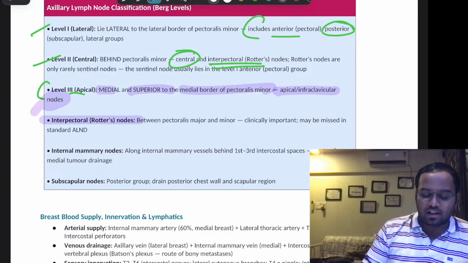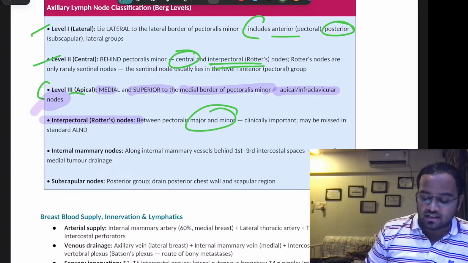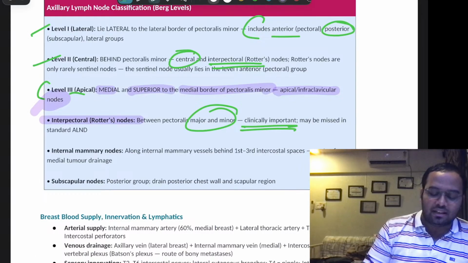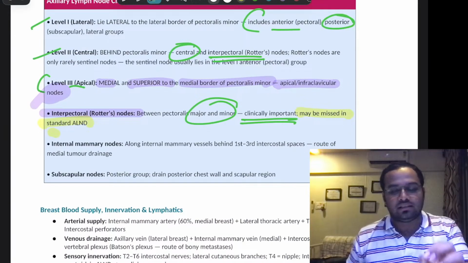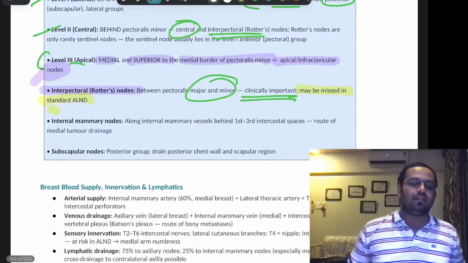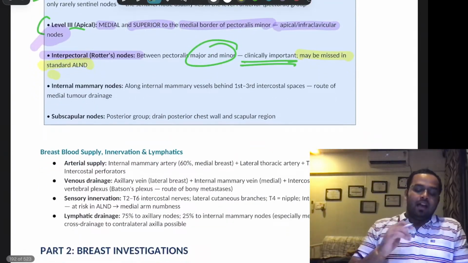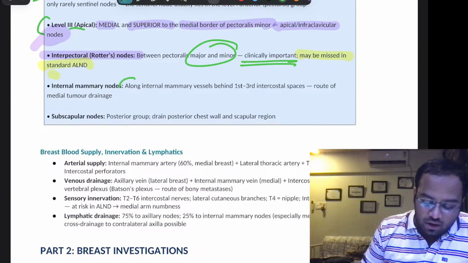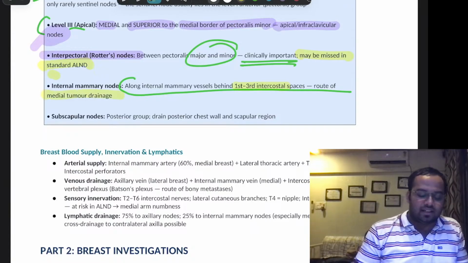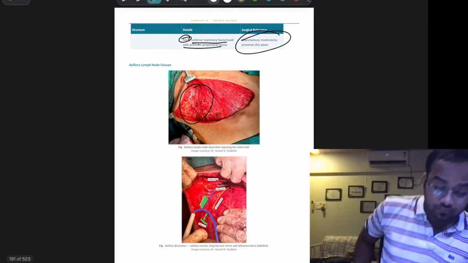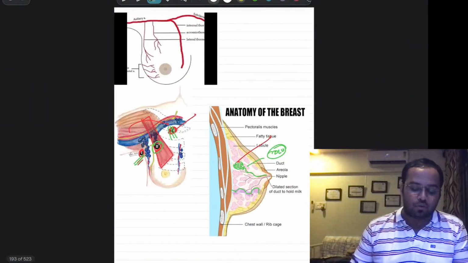What are the interpectoral lymph nodes? These are going to be between the major and the minor, clinically important because during axillary dissection you should always remove these lymph nodes. They harbor subclinical disease, and therefore you might miss the disease. Internal mammary nodes are going to lie along the internal mammary vessels, along the first and third intercostal spaces. It is also a place where the tumor is going to drain.